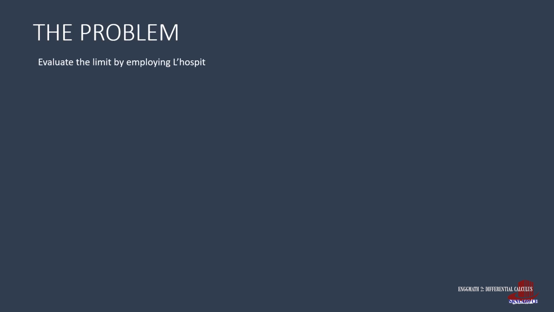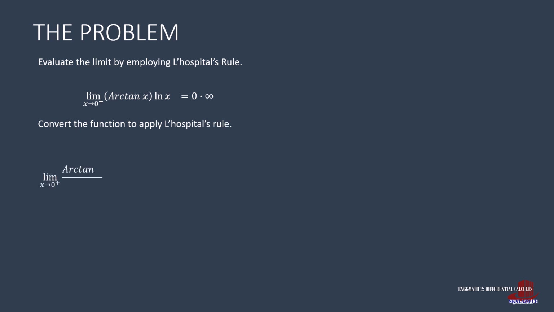Evaluate the limit arctangent of x times ln of x as x approaches 0 from the positive side. Substituting 0, what we have is 0 times infinity. The product should appear like a ratio to use L'Hopital's rule. For the first try, let's place arctangent of x as the numerator and the reciprocal of ln of x as the denominator. Start with L'Hopital's rule by differentiating the numerator.